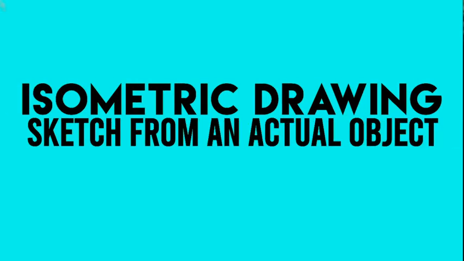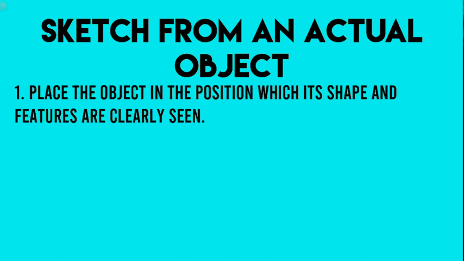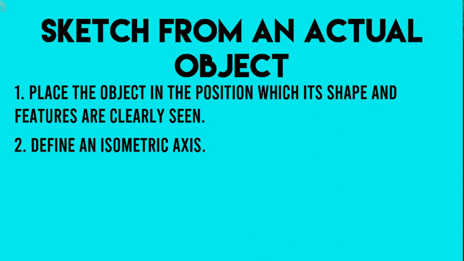Okay, so isometric drawing, sketch from an actual object. So we're going to imagine that we have an actual object here. Okay, so ano po ba yung mga steps natin for that one? So first one, place the object in the position which its shape and features are clearly seen. Next one, define an isometric axis. Pumili ka kung alin dun sa positions ang pinaka-applicable or pinaka-gusto mong gamitin or applicable dun sa space ng canvas mo or ng paper mo.